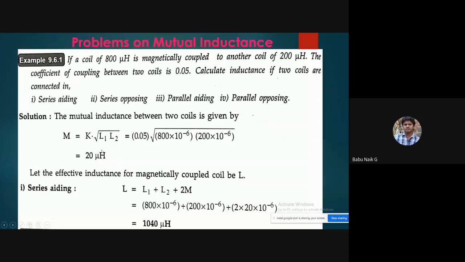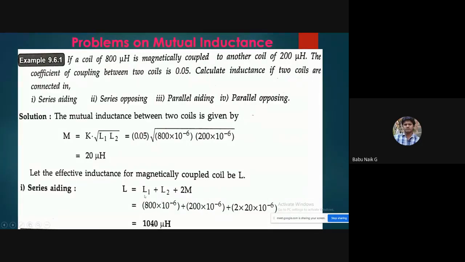Now by having this, if the circuit is connected in series aiding, series opposing, parallel or parallel opposing, what will be the total inductance you are going to get. Okay, now the circuit is connected in series aiding here. The formula for inductance is L equivalent equals L1 plus L2 plus 2M.